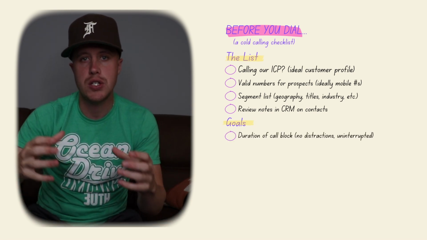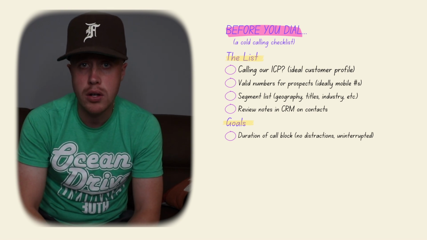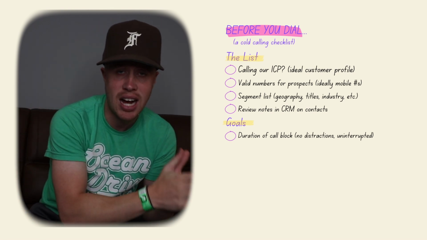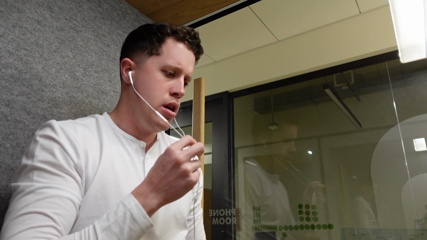Goals. Duration of call block. No distractions. Uninterrupted. The only way, or the most effective way, to make cold calls is to do them in dedicated time blocks. The only thing I'm doing in these 30 minutes, the only thing I'm doing in this hour time block is making cold calls.